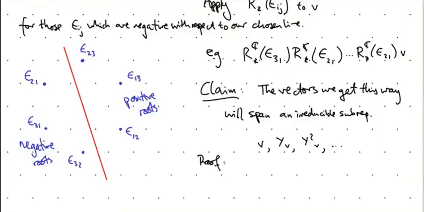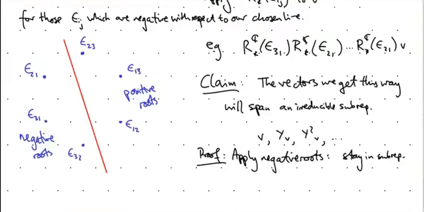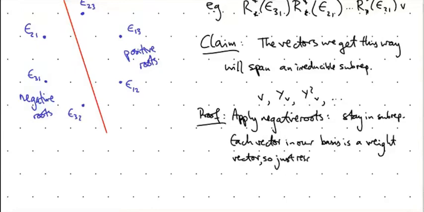So if we apply negative roots, then we stay inside the subrepresentation. If we apply diagonal matrices, H theta, then we stay in the subrepresentation because we started with a weight vector with some weight and we ended up with a weight vector with some lower weight. So each vector in our basis is a weight vector, so it just rescales under the action of H theta for any theta.